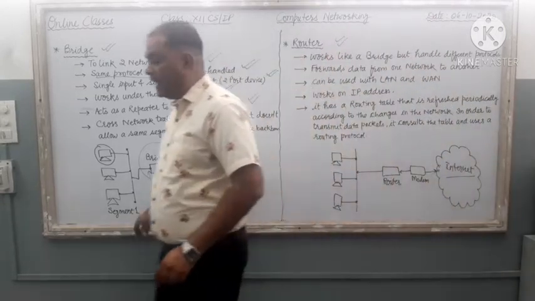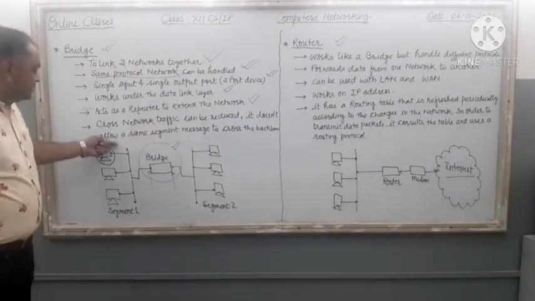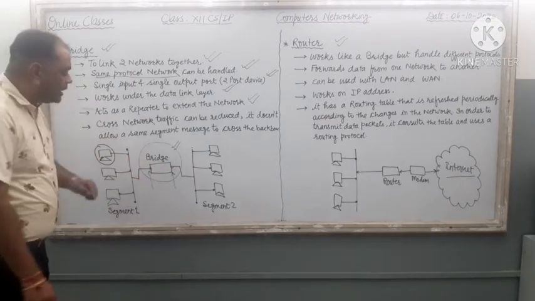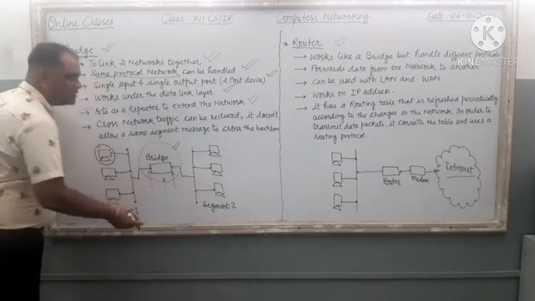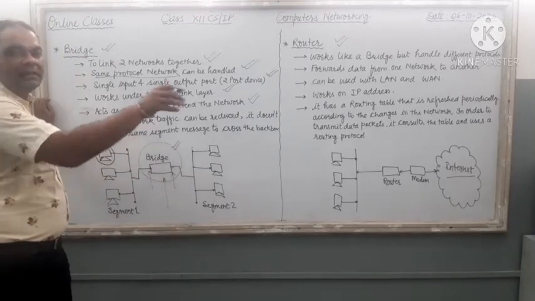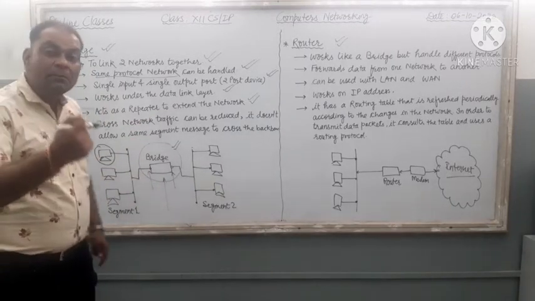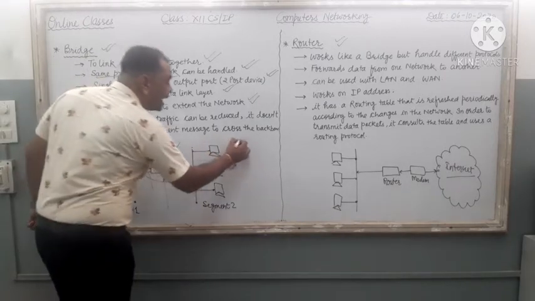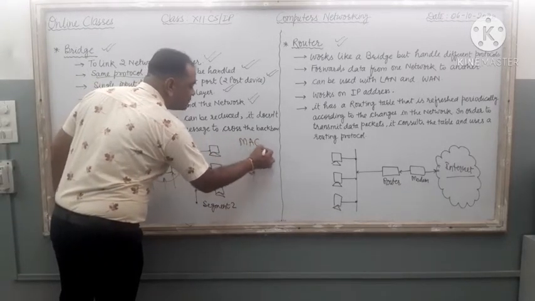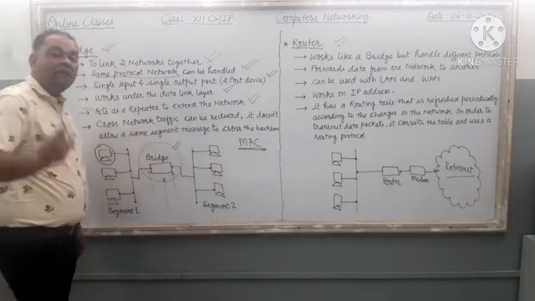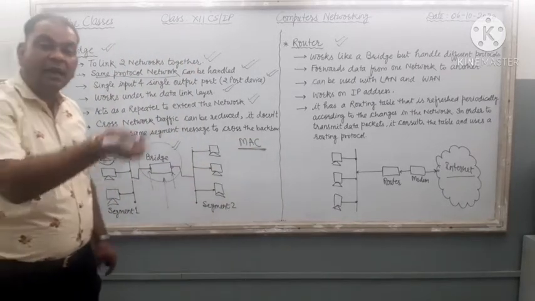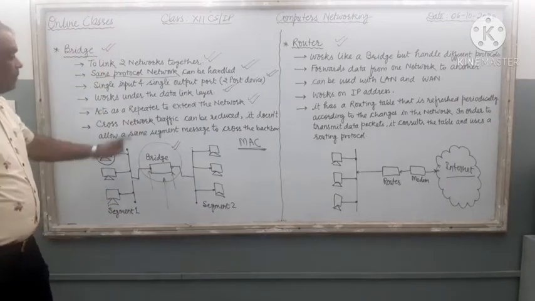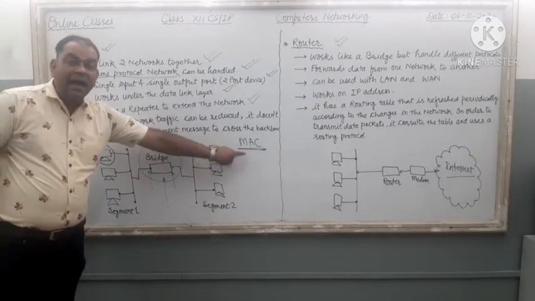Now, just see. Senior lab, junior lab, and if you want to connect these 2 segments, we just apply a bridge. We just put a bridge in between these 2 labs. Now the most important work of bridge is what? Bridge works on MAC address. The thing is MAC address, a physical address that is there on the network interface card of your computer. Right? Bridge works on MAC address.